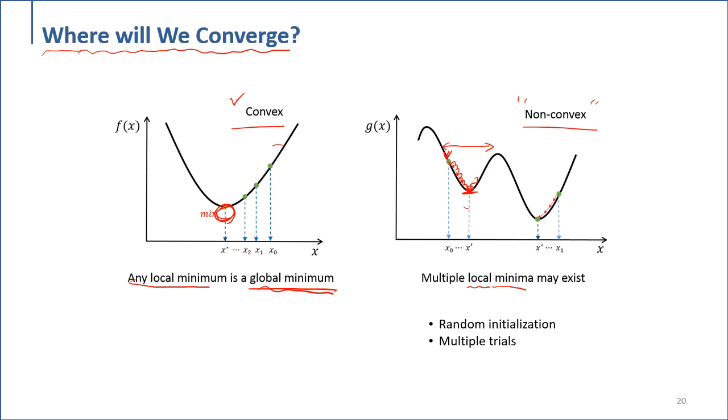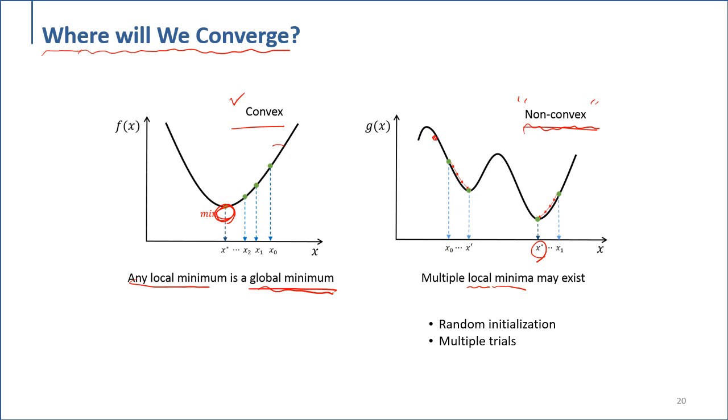However, on the other hand, if you start from this x1 point, then it will converge to this x star, which could be the global solution. So in this case, for the non-convex problem, the initial point is really important.